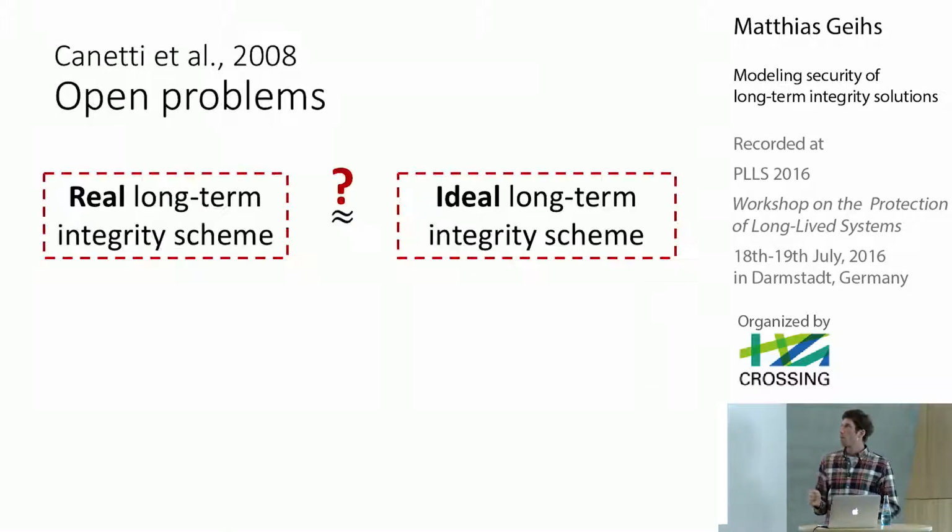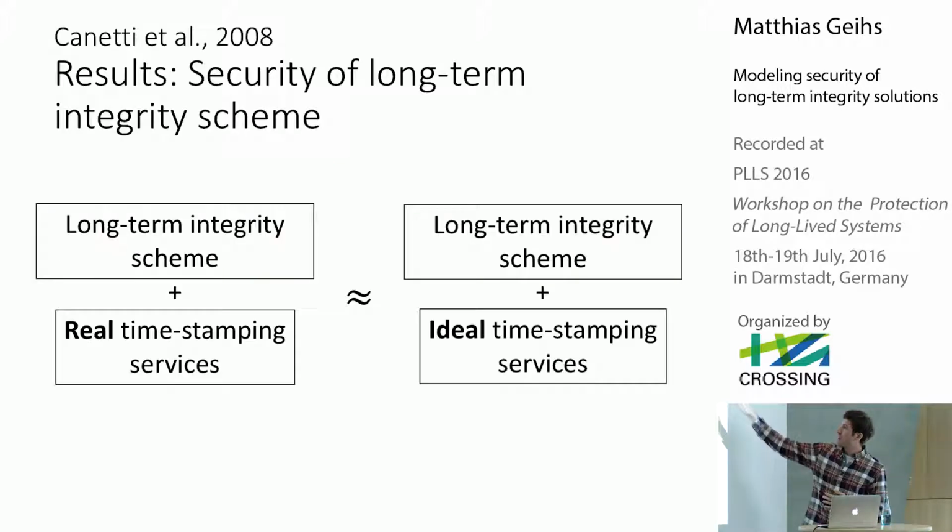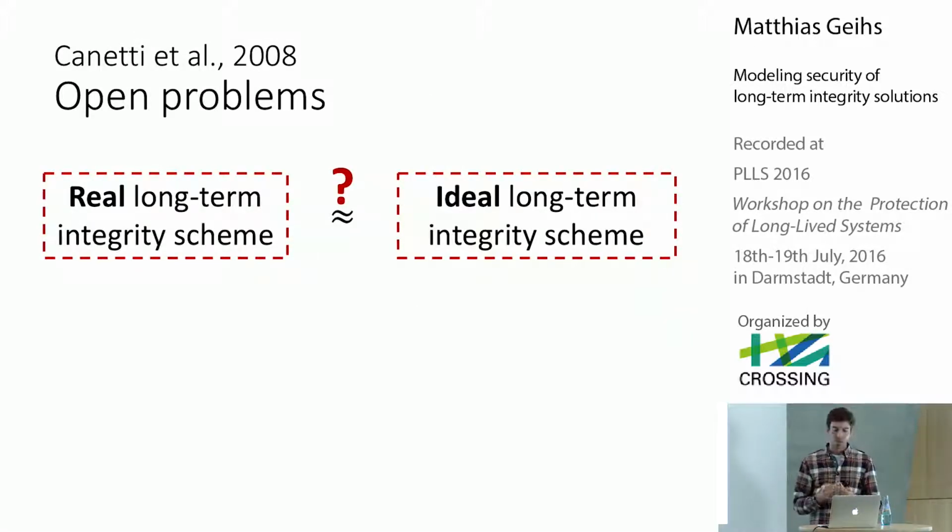However, what I find is not solved in this paper is that they don't have a security notion for the ideal for the whole thing. So there's a security result for the composition, but there's no security notion for the original scheme, as you see, they use the same integrity scheme in the ideal world and the real world. So there's no security notion for the long-term integrity scheme itself.